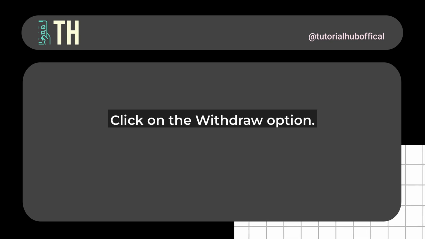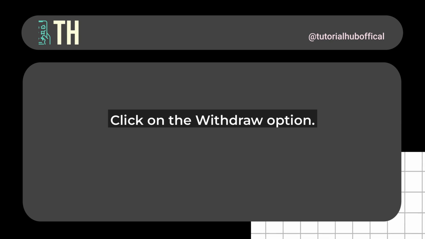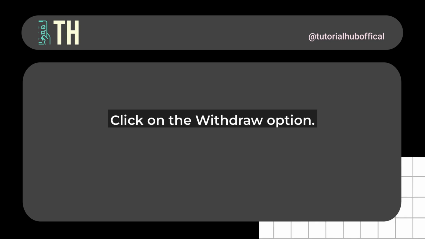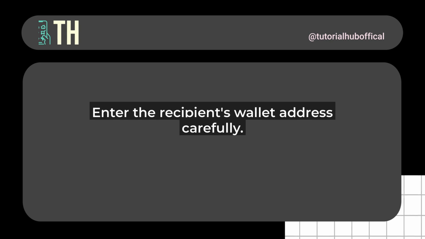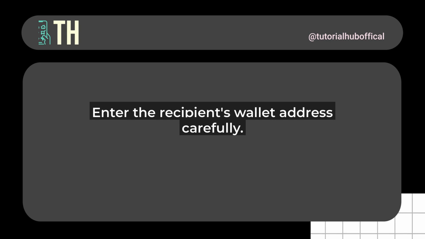Step 3. From your asset list, select USDT. You'll see options for various actions, including deposit and withdrawal. Step 4. Click on Withdraw or Withdrawal. This will open a form where you enter the details.